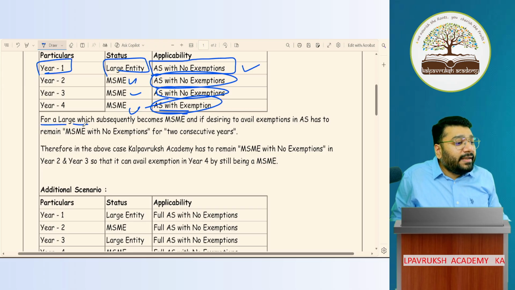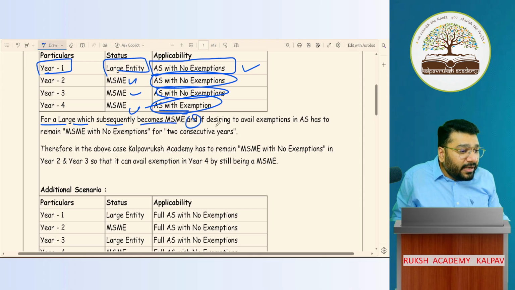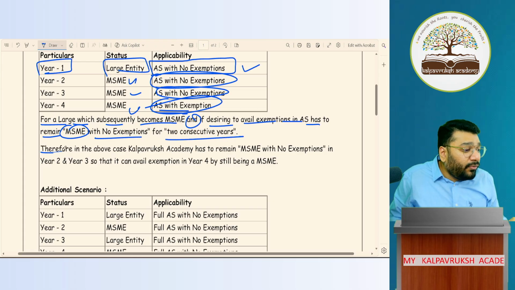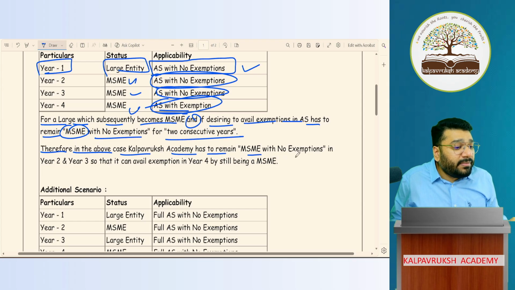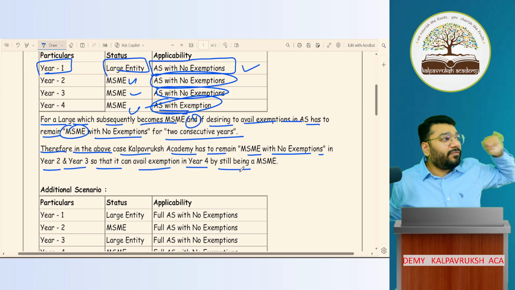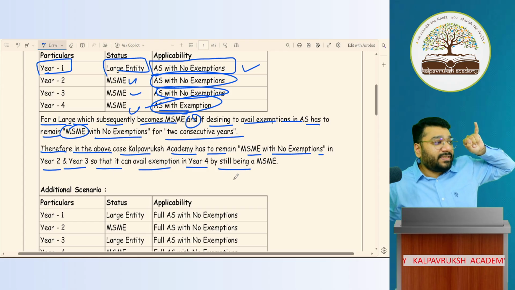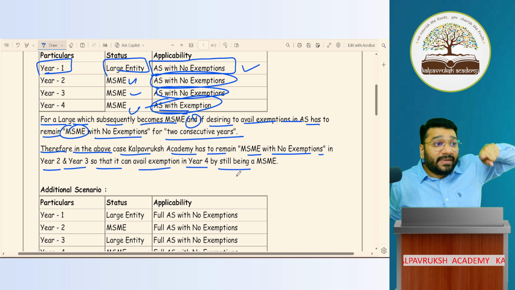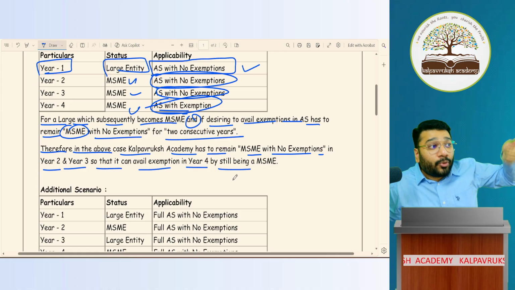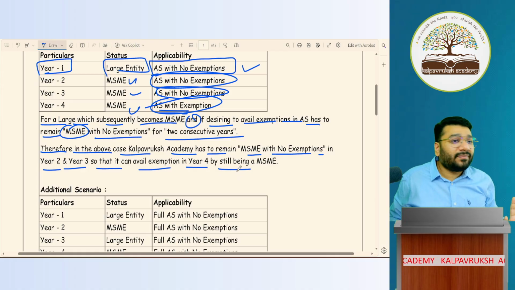For a large entity which subsequently becomes MSME, and if desiring to avail exemption in AS, it has to remain MSME with no exemption for 2 consecutive years. Therefore, in the above case, Kalpavriksha Academy has to remain MSME with no exemption in year 2 and year 3, so that it can avail exemption in year 4 by still being an MSME. First year large. Second and third I should be MSME with no exemption. Only then will I get the exemption, provided I'm an MSME. Got it? Not got it?